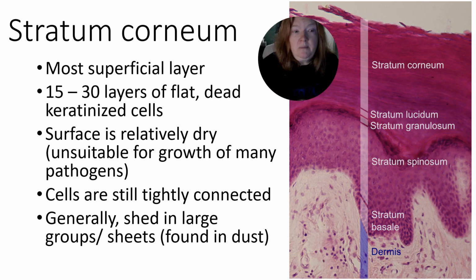And then we have the stratum corneum, and that is our most superficial layer. And it's about 15 to 30 layers of flat, dead, keratinized cells. So the surface is relatively dry, and the purpose of that is to make it unsuitable for the growth of many pathogens. The cells are tightly connected. So when these layers are lost, they're shed in large groups or sheets, okay? And we can often find these in dust, so it's a component of dust.